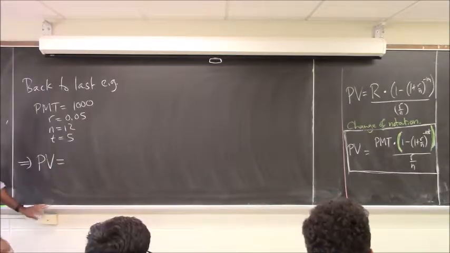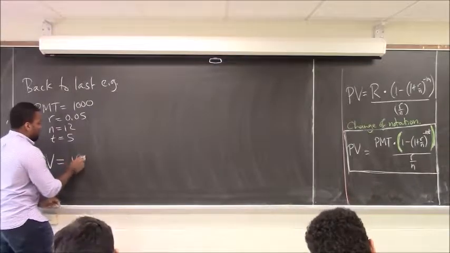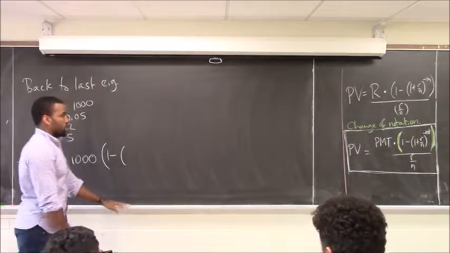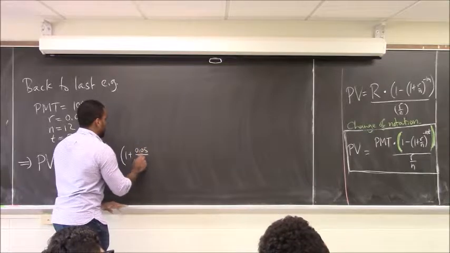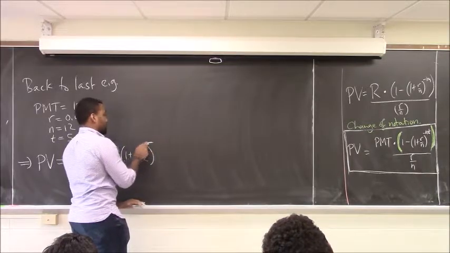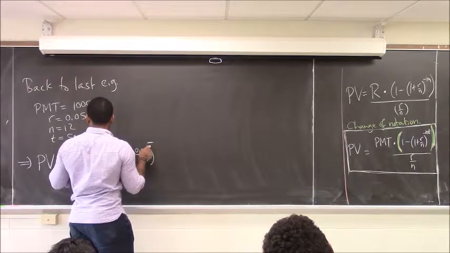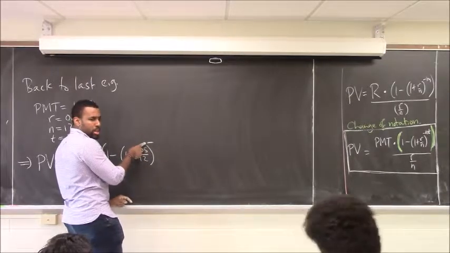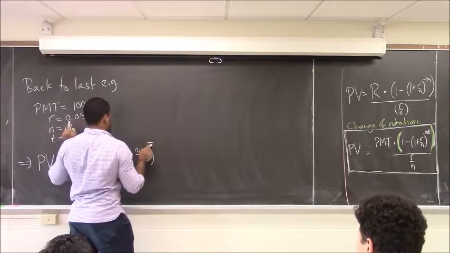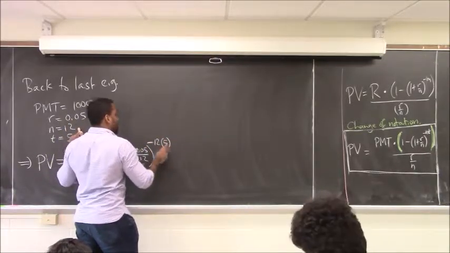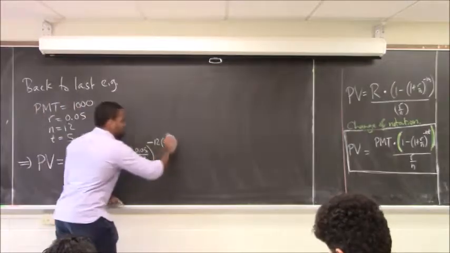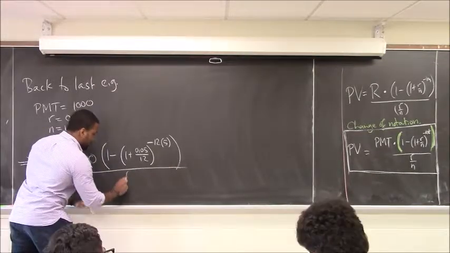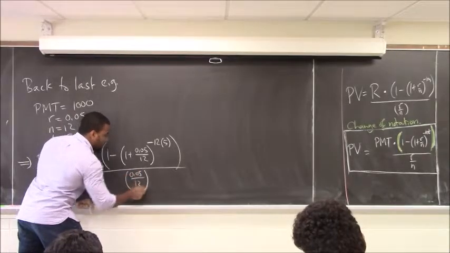So now the PV is going to be equal to 1,000 times 1 minus (1 plus 0.05 over 12) raised to the minus. Don't forget that sign. The negative in the power is super important. Otherwise you might get a negative answer. So if you get a negative answer, just remember that that's probably where the mistake happened. You forgot to put a negative sign on the power. n times t, so there will be 60 regular payments ultimately. And then we can divide that entire thing by 0.05 over 12.